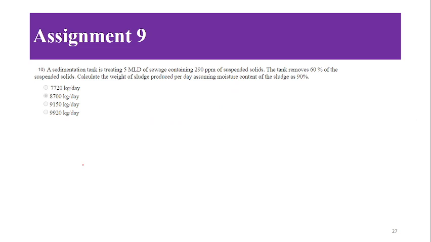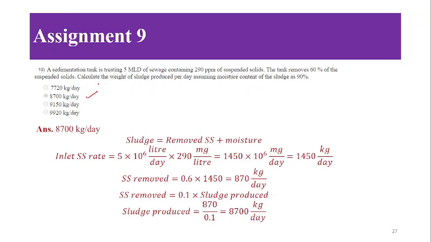The ninth assignment had the numerical question as: a sedimentation tank is treating 5 million liters per day of sewage containing 290 ppm of suspended solids. The tank removes 60% of the suspended solid. Calculate the weight of sludge produced per day, assuming moisture content of the sludge is 90%. So the correct answer here is the second option, 8700 kg per day. How it is calculated, you see using this solution.